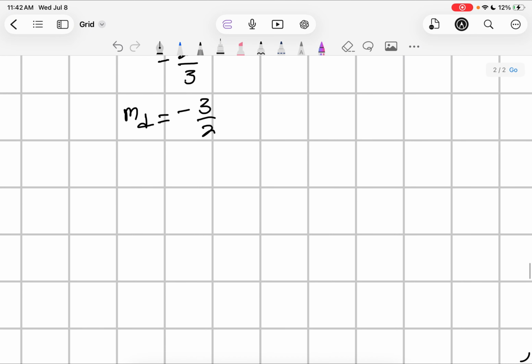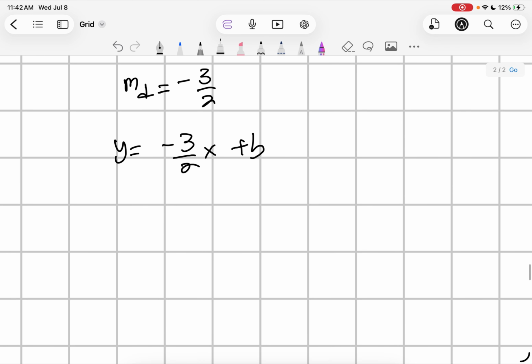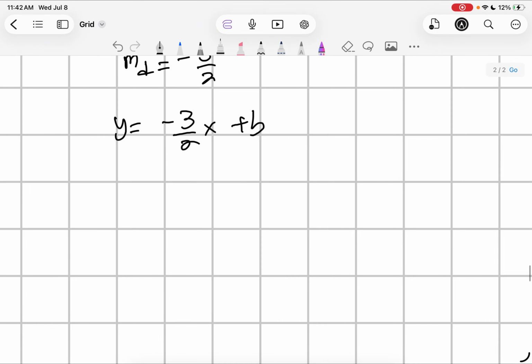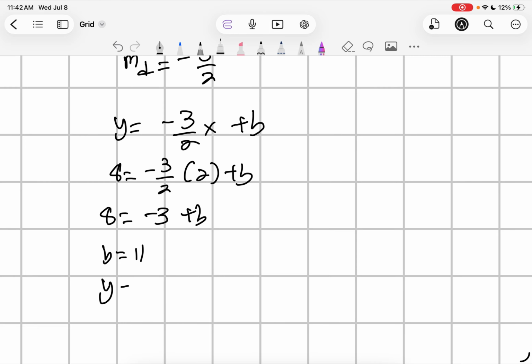Okay. You don't need to do this step, but I like to do it. y equals negative 3 over 2 x plus b. Okay. Now you have to find the vertex. Use the vertex to find what b is. So the vertex is A. So 2 equals negative 3 over 2 times 2 plus b. 2 equals negative 3 plus b. b equals 11. y equals negative 3 over 2 x plus 11. And there you have it.